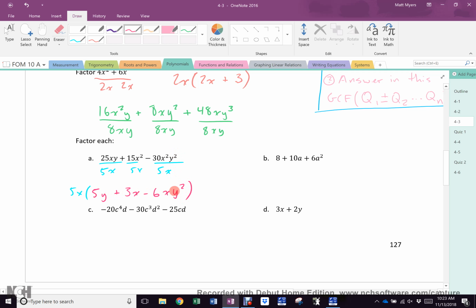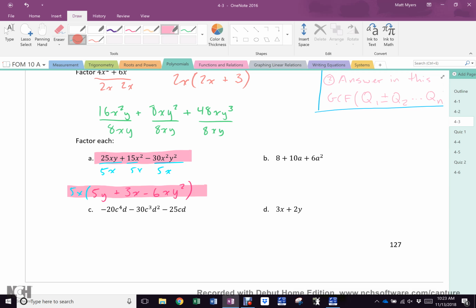Is that technically written in the right order? No. But was the original question written in the right order? No. What should have been first? 15x squared. Alphabet first, highest degree. So this is why I don't care about order, right? If you hand me this, you're getting the full marks. Okay? Everybody good? Okay, what's the next one?